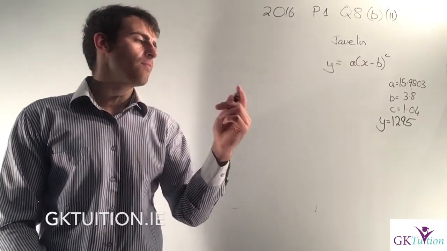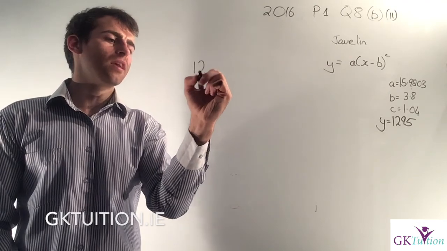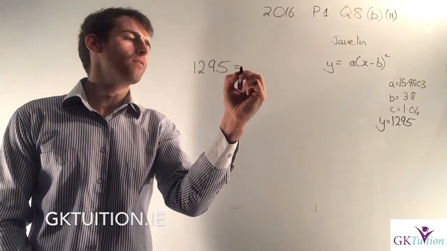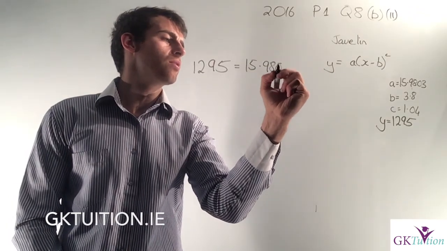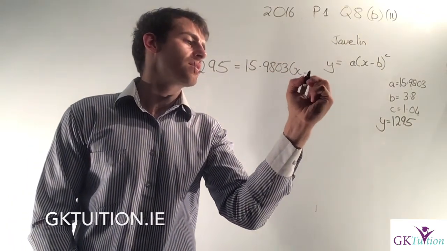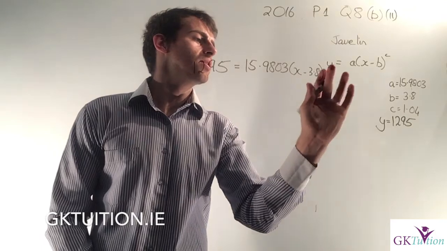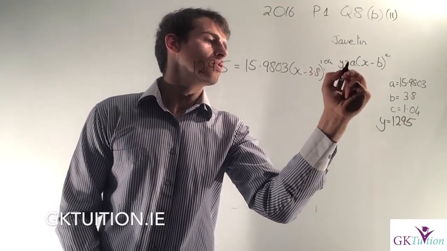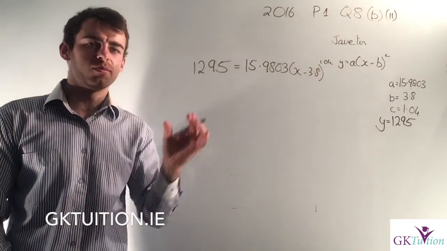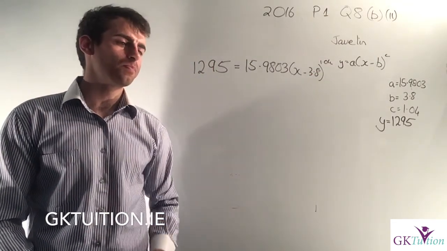So in this case, it's the same formula, I'm just going to sub in. Instead of Y, it's 1295, and I know that that will be equal to 15.9803 times (X minus 3.8) to the power of 1.04. So again, I've just got one equation, one unknown, so it's going to be relatively straightforward to solve this.